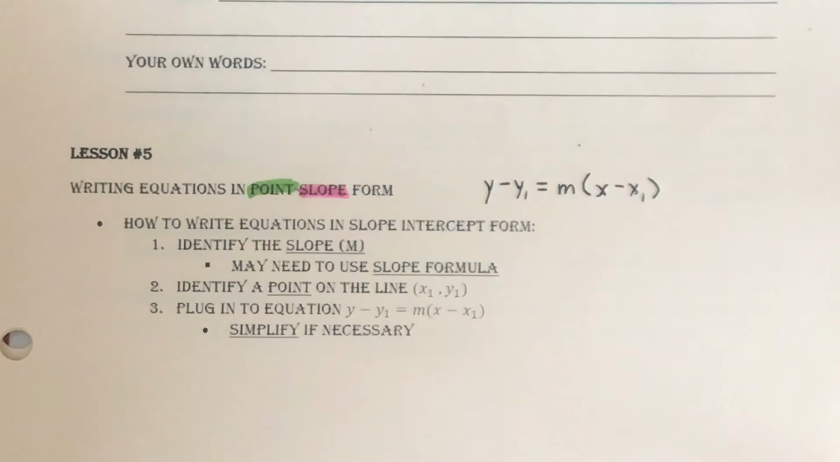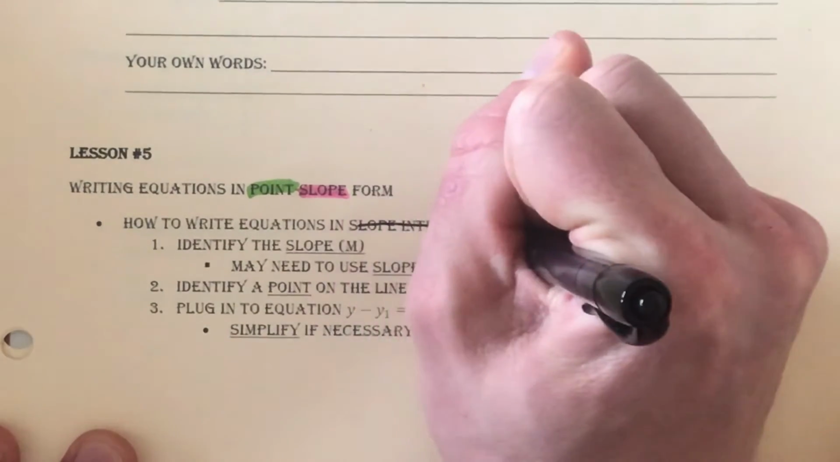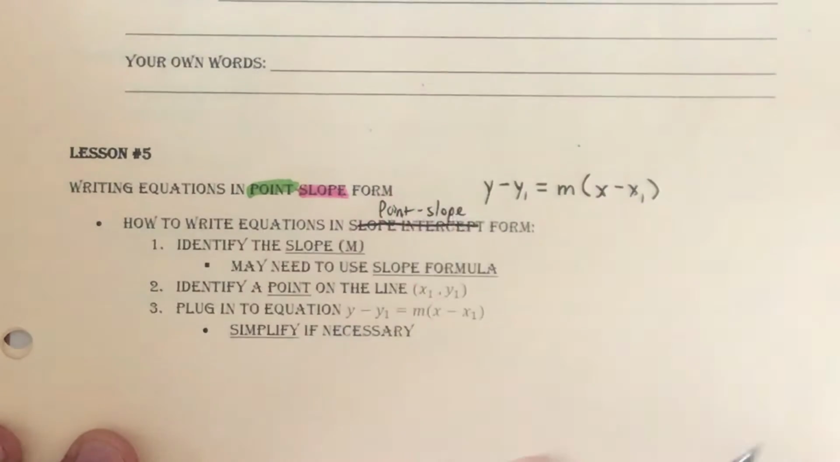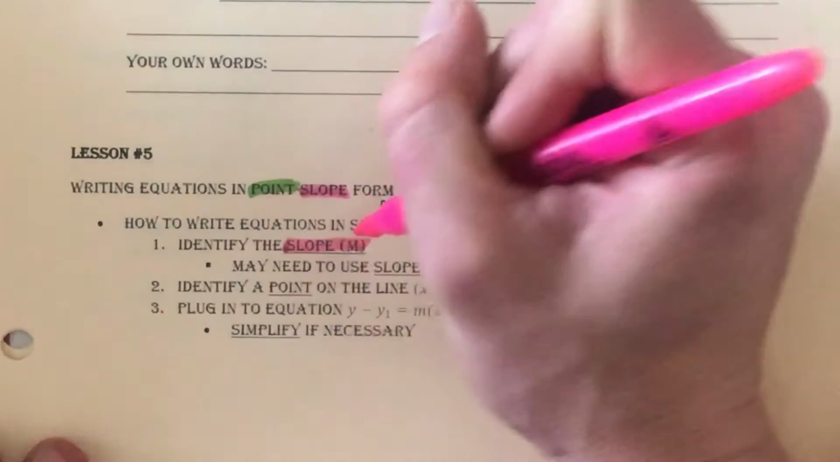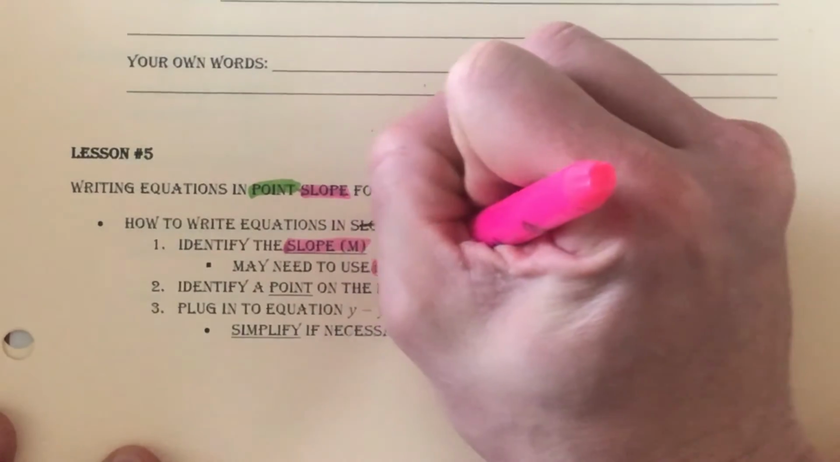So when it comes to writing equations in this point-slope form, right, and this says slope-intercept form, this should say point-slope form, excuse me. The first thing we need to do is identify the slope. Now, sometimes they may not tell us the slope. We may not have the graph to look at and figure out the slope, but they may give us 2 points. And if that's the case, then we're going to have to use the slope formula.